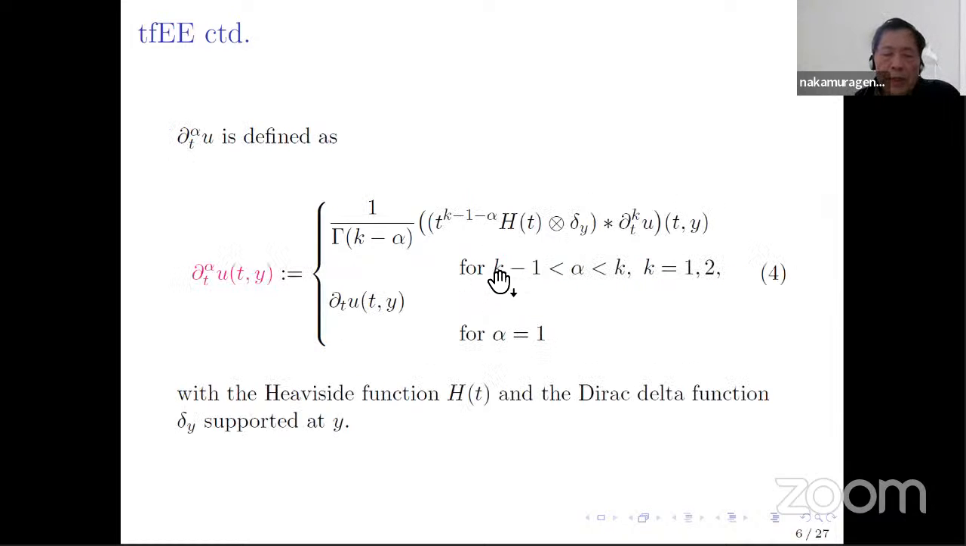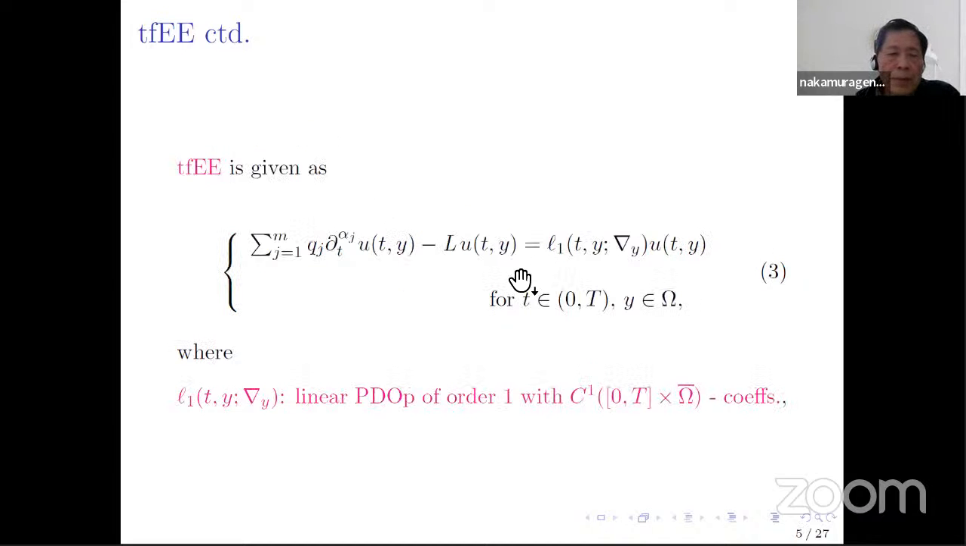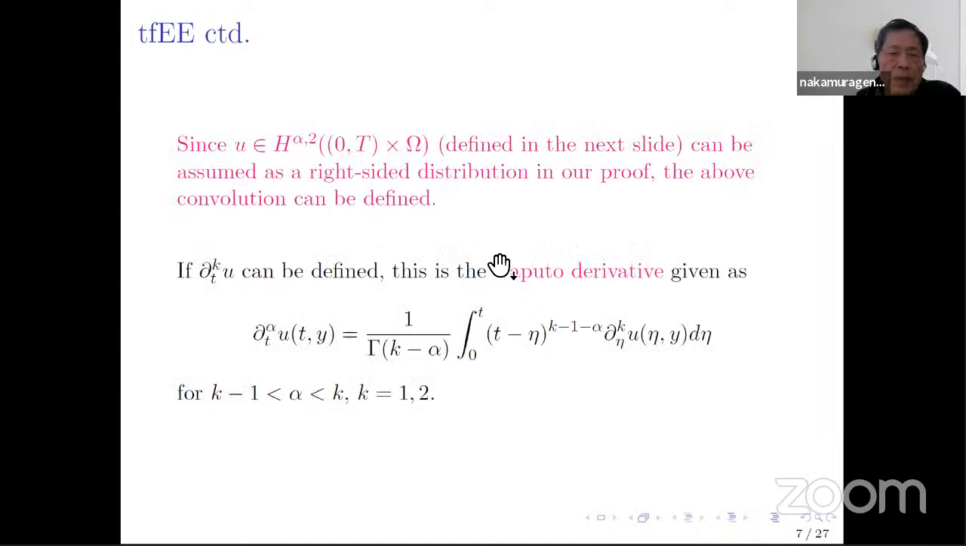You may wonder whether we can define this kind of convolution, but our u, which will be taken from this function space, I will define this function space later, can be assumed as a right-sided distribution in our argument. So the above convolution can be defined. Moreover, if this derivative can be defined, the previous alpha order t derivative is just the Caputo derivative given as follows.